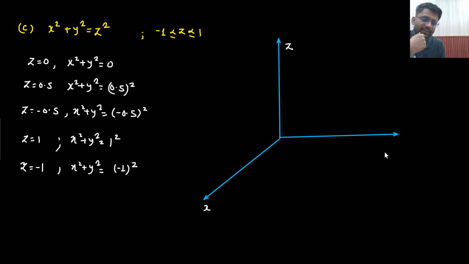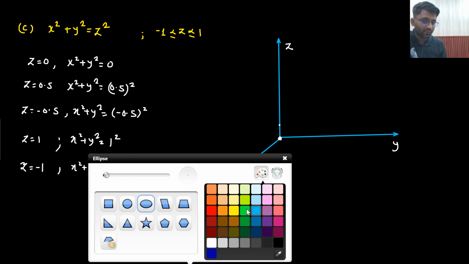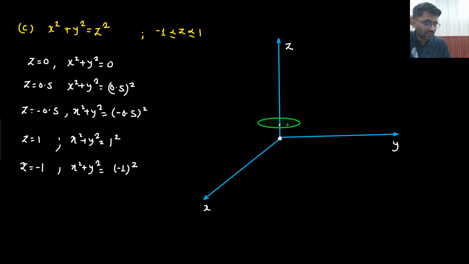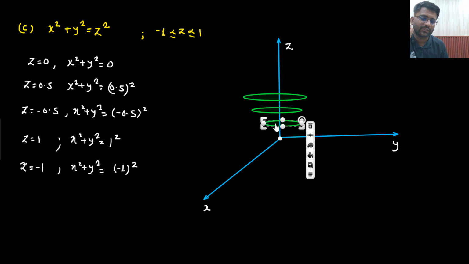This is z, this is x, and this is y. So for z equals 0, x square plus y square equals 0. That means here you will have to make a circle of radius 0. Then when z equals 0.5, you will have to make a circle of radius 0.5. Then you will have to make a circle of radius 0.75, then 0.85, 0.95, 1. Maximum, the radius of the circle will go till 1. Similarly, the same scenario will take place downward as well.